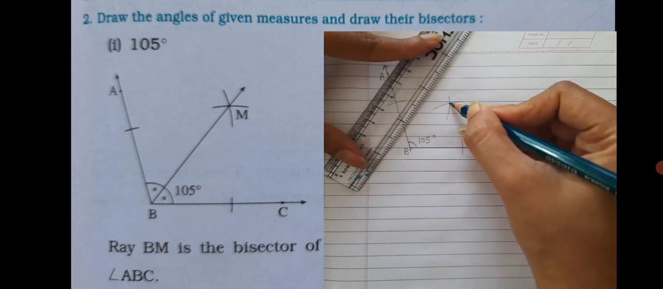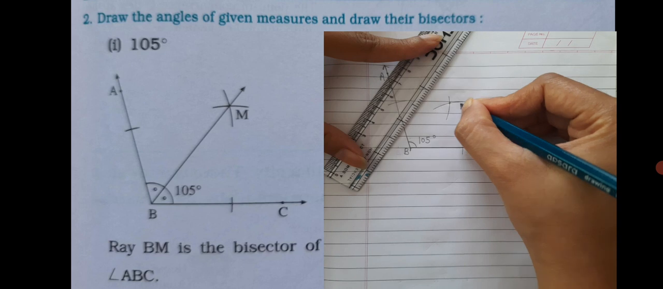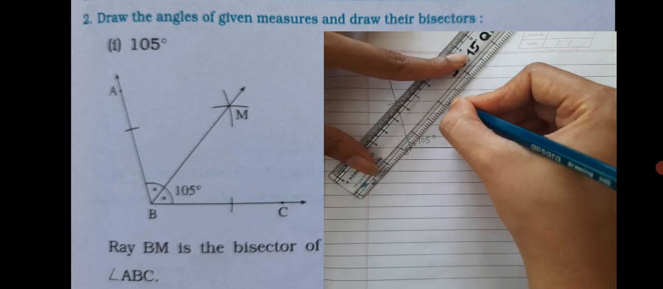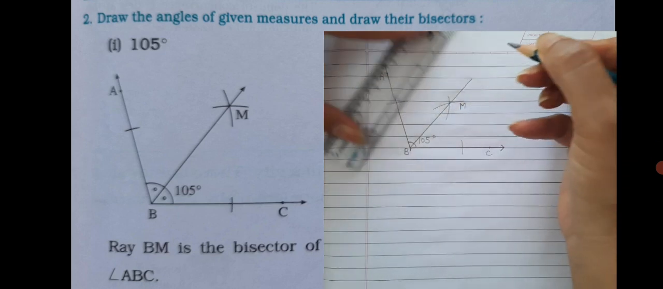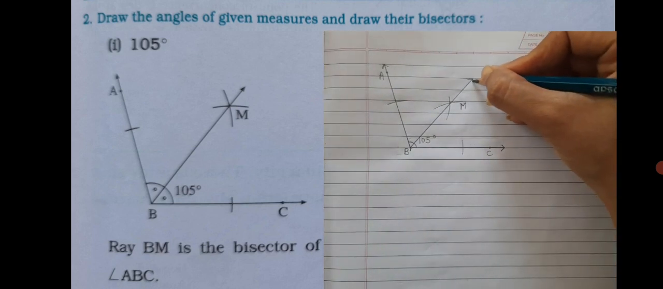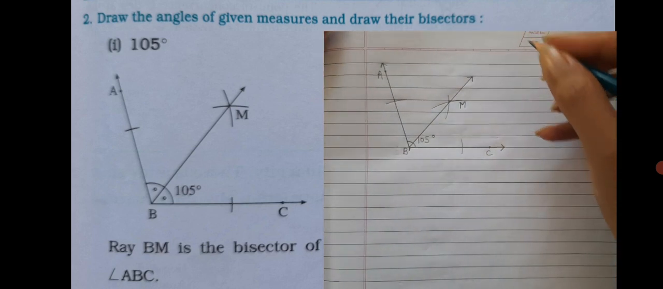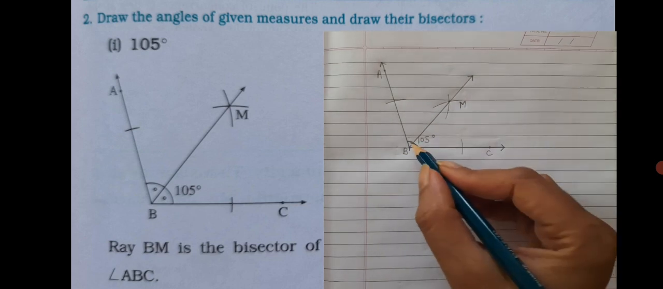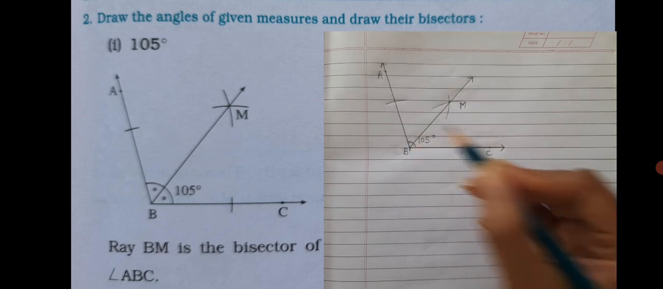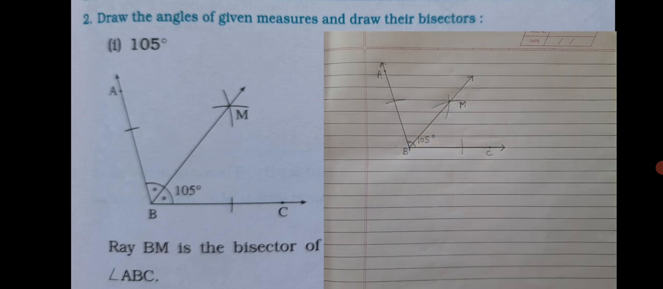And now when you join the point of intersection of the two arcs to B, you will get the bisector of angle ABC. So the point of intersection is named as point M. So ray BM, we read it as ray BM, is the bisector of angle ABC. So hope you have followed. We will do more sums like this so that you get a better understanding. So ray BM is the angle bisector of angle ABC, and it divides angle ABC into two equal parts.